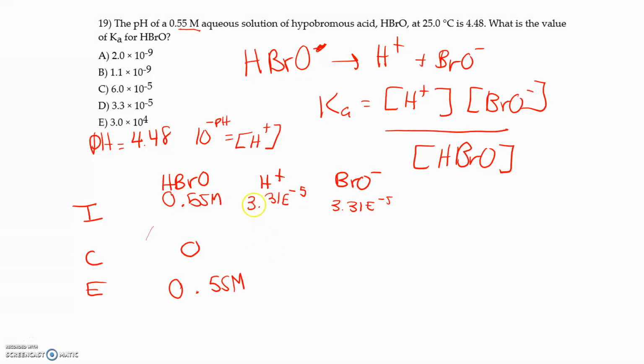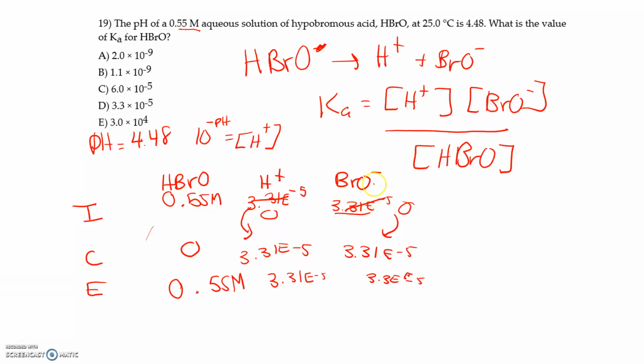Sorry, this should go down here. These should be 0 and 0, and they increase when they dissociate to 3.31 times 10 to the negative 5. My bad. So if it started at 0 because it initially was 100% acid and it increased by this much, at equilibrium this is going to be 3.31 E negative 5, and this is going to be 3.31 E negative 5.